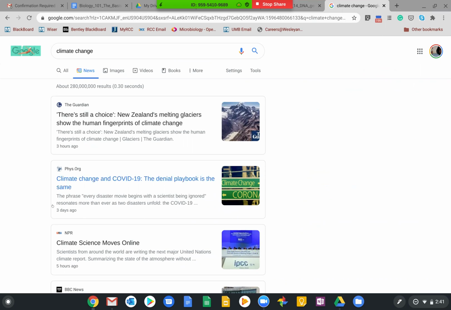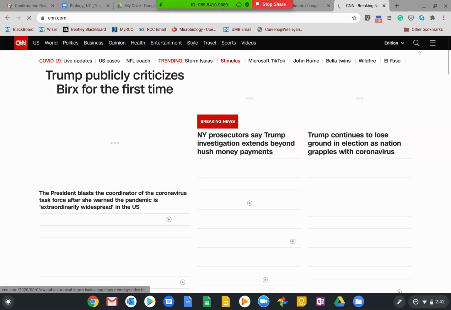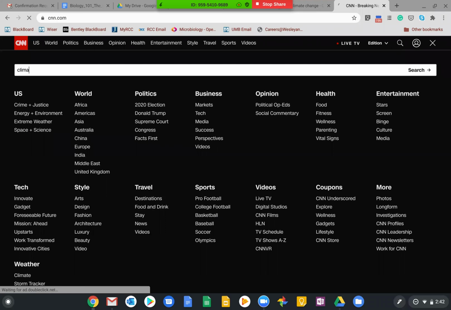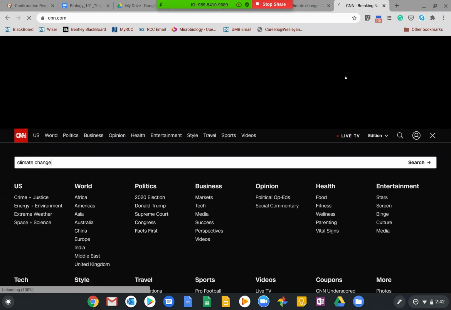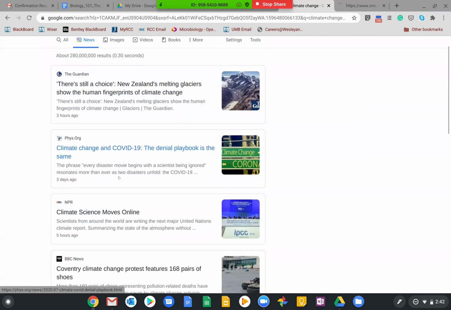So if we look at Google News, you can just go to CNN if you chose. For instance, if you went to CNN.com and typed in, you all know my internet's a little slow from the early classes, but if we typed in climate change here, we would pull it up and you would see articles about climate change. You can do it any way you want, but Google News is a pretty good way. If you scroll down, you'll see news articles picked up by Fizz or The Guardian or NPR. But these first ones aren't really appropriate.